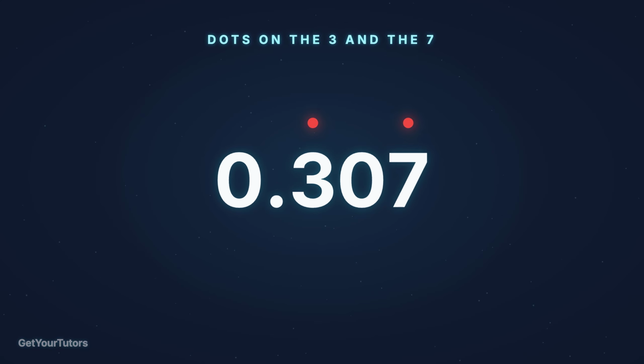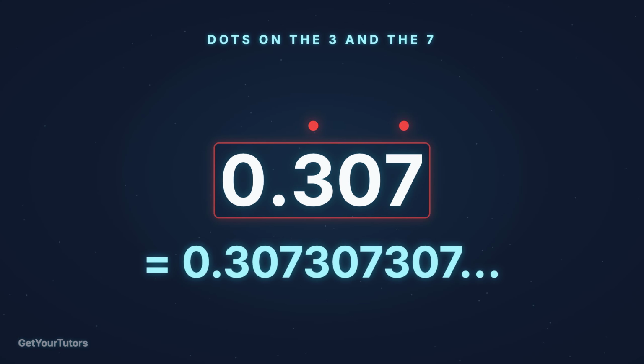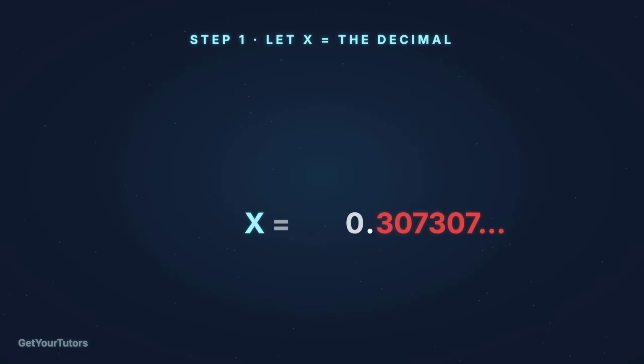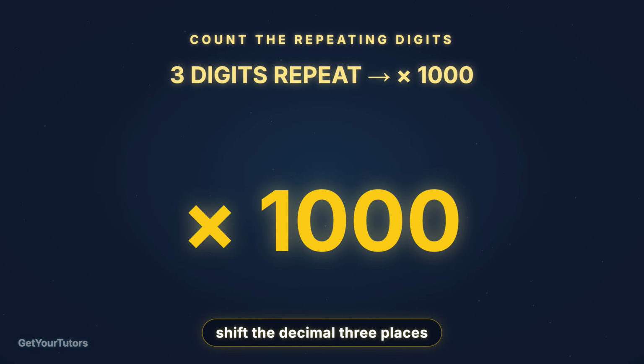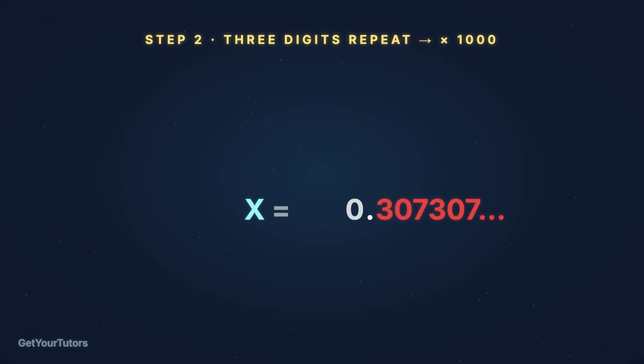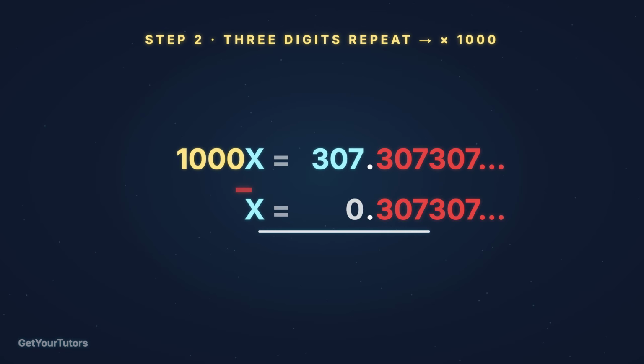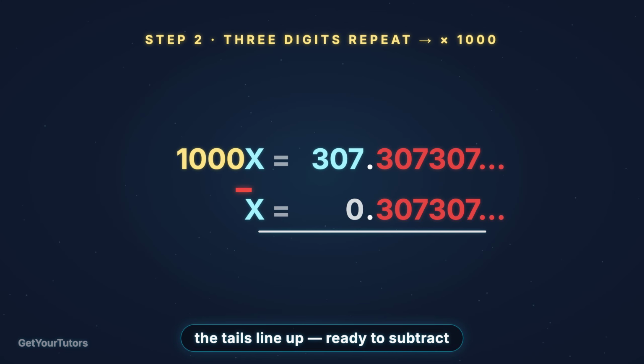There is a dot on the 3 and the 7. This means the entire 307 pattern repeats infinitely forever. Step 1. Set x equal to 0.307307 forever. Write this down carefully on screen. Because exactly 3 digits are repeating, we must multiply both sides of the equation by exactly 1000 to shift it. 1000x equals 307.307307, repeating infinitely.